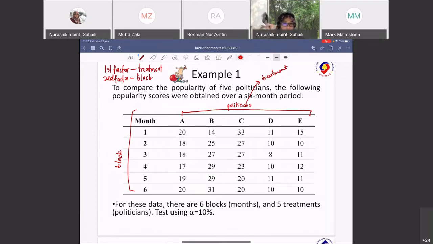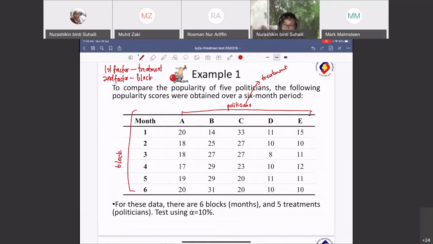The reason it's important to differentiate treatment and block is that you are going to apply the formula later, and there are terms for block and there are terms for treatment. So if you wrongly assign the label, your calculation will be wrong.